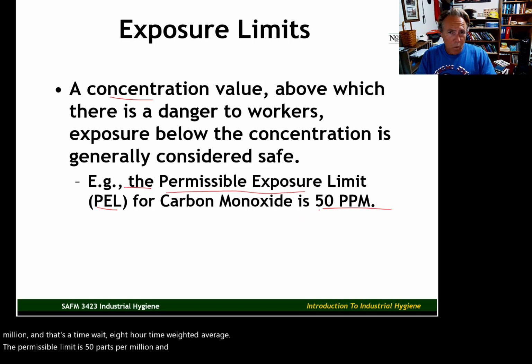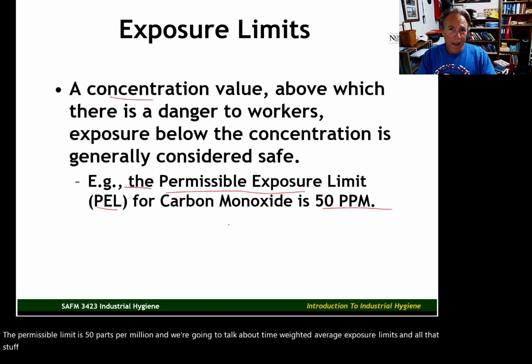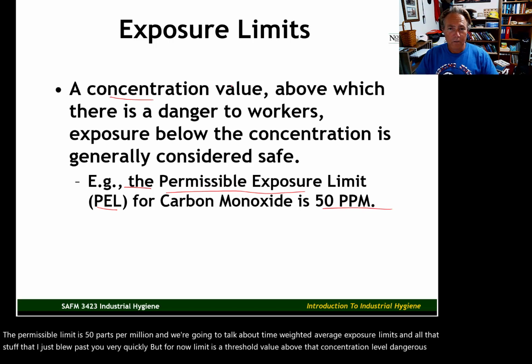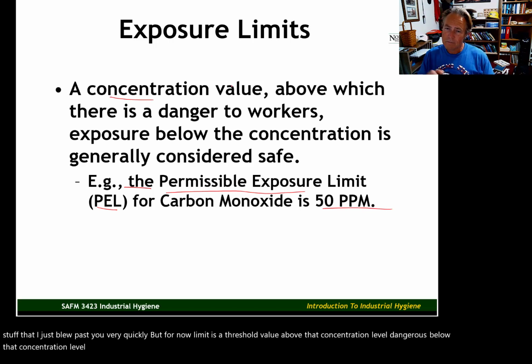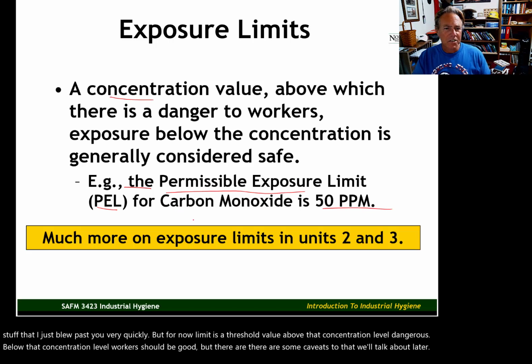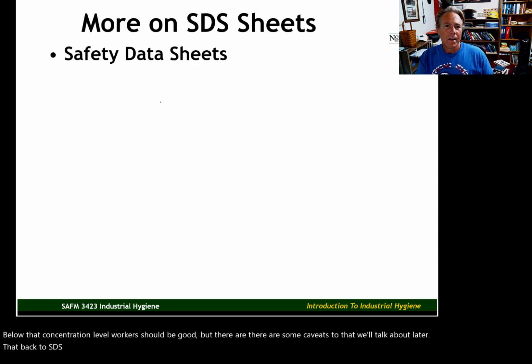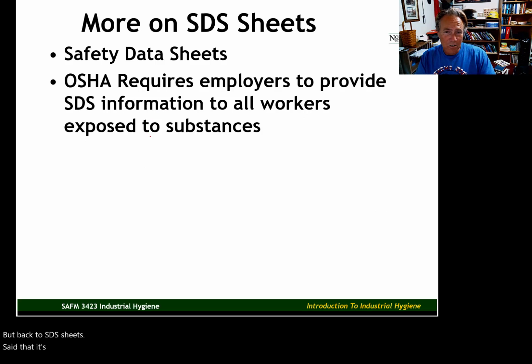The permissible exposure limit is 50 parts per million. And we're going to talk about time weighted average, exposure limits, and all of that stuff that I just blew past you very quickly. But for now, exposure limit is a threshold value. Above that concentration level, dangerous. Below that concentration level, workers should be good. But there are some caveats to that we'll talk about later. But back to SDS sheets. I said that it's not just a good source of information, it's required by law.